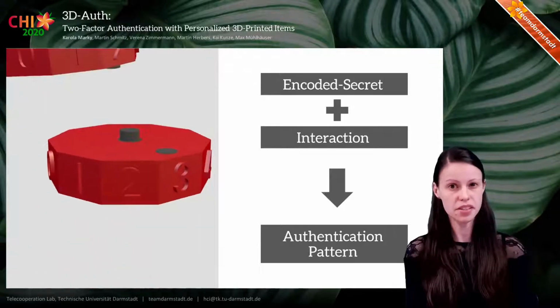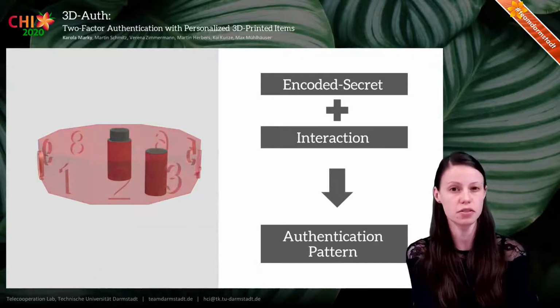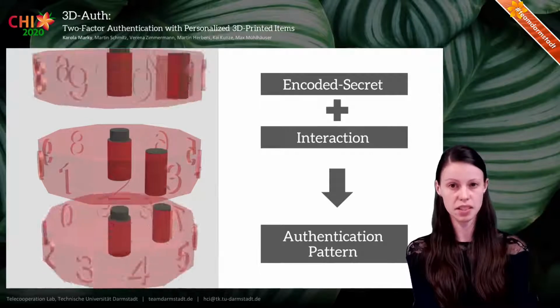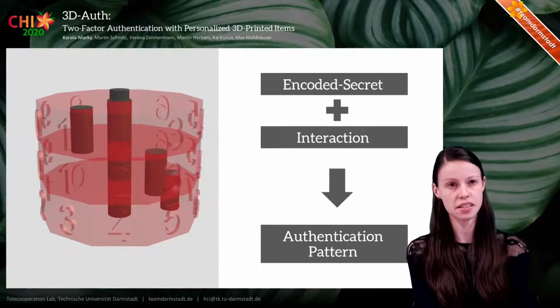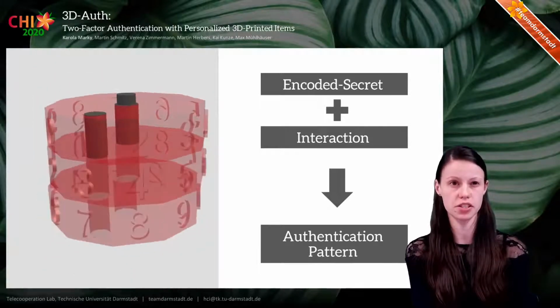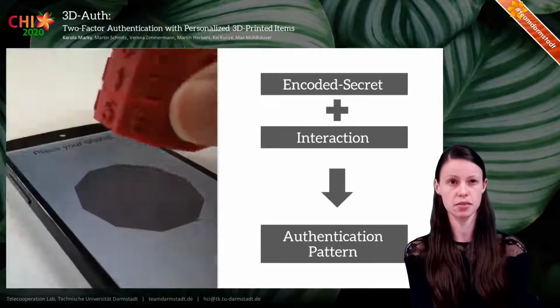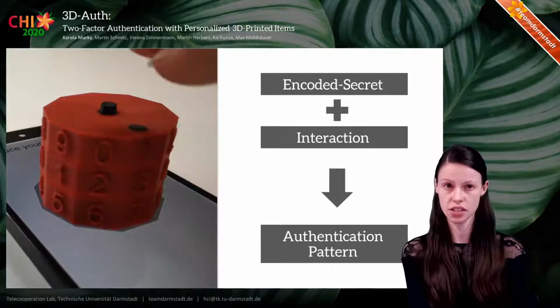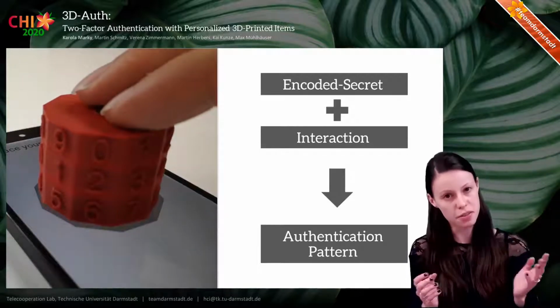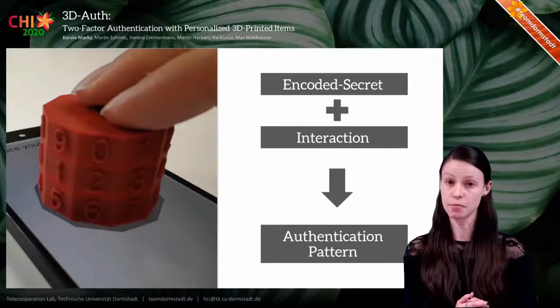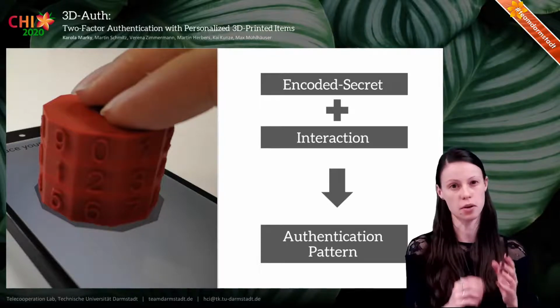In the video here, you see the simplification of the inner part of a 3D-Auth item. In the middle, you see the secret, and interacting with the item changes its configuration. Now we have two touch points that can be sensed by the touchscreen once the user touches the conductive structure. But of course, this is highly simplified, and a real 3D-Auth item has a way more complex internal structure.